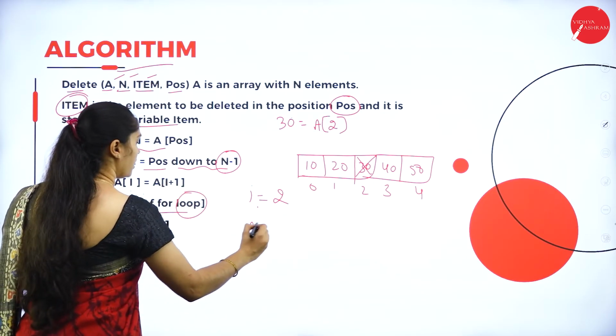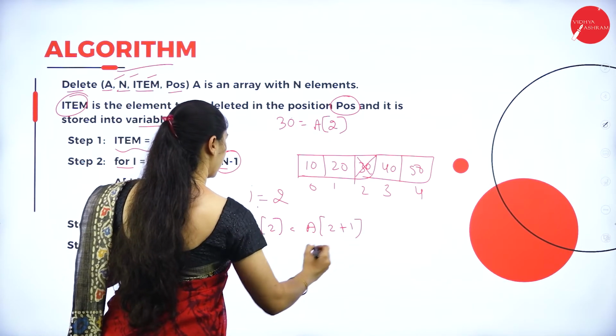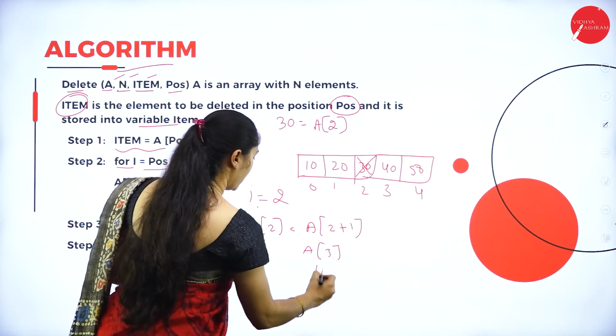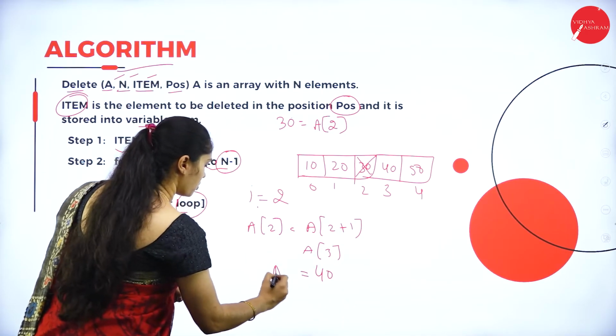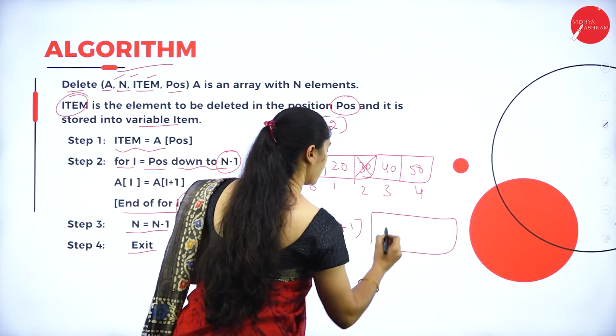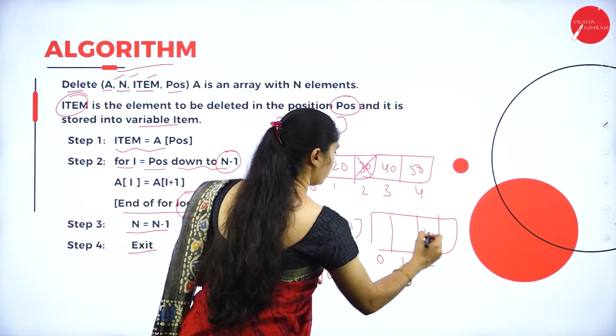So now here A of 2 is equal to A of 2 plus 1. That is A of 3. What do we have in A of 3? That is 40. 40 needs to be copied to the position called A of 2. So now how is it going to take place? In position 2, that is 0, 1, 2, 40 is going to be stored.